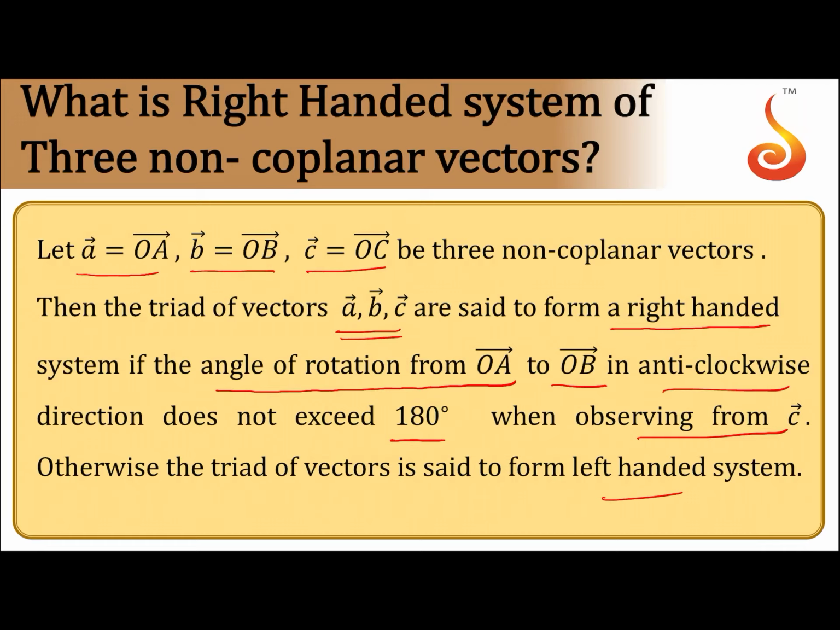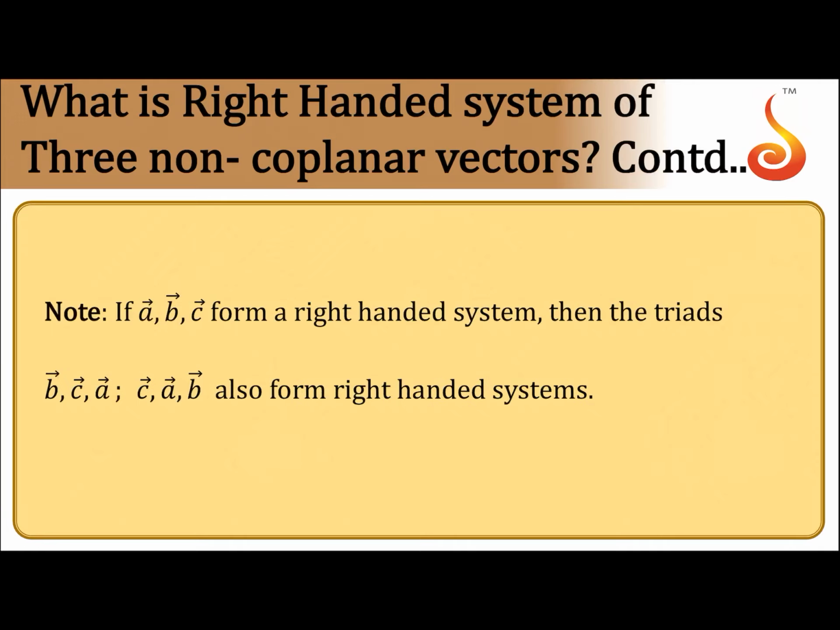Hope you understood. This is about the right-handed system. Suppose A, B, C are mutually perpendicular, then it is also called an orthogonal right-handed system, or orthogonal triad. If A, B, C form a right-handed system, then the triad B, C, A and C, A, B also form a right-handed system.